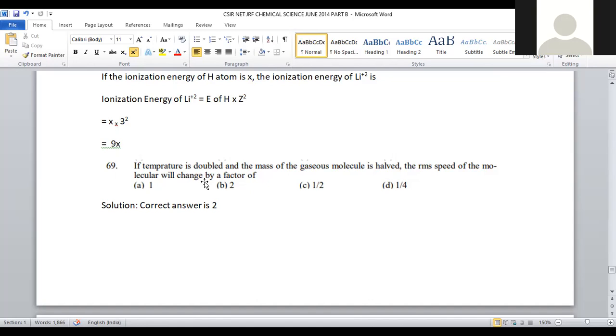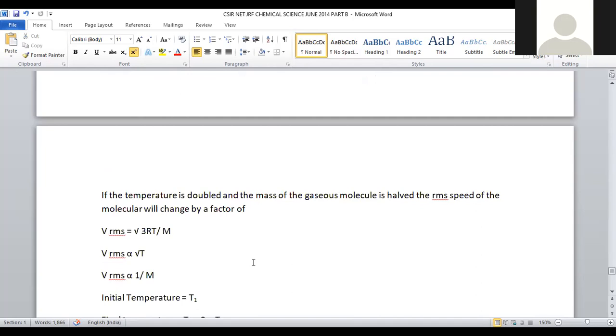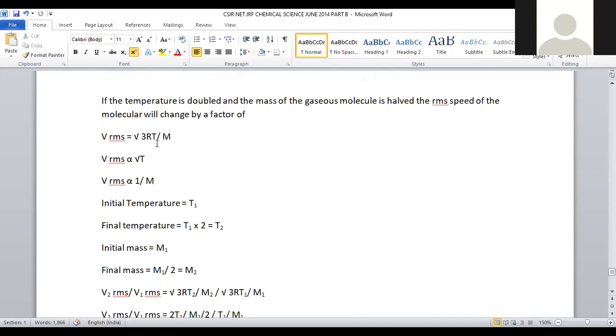Whatever mass is there that got halved, then what is the impact on RMS velocity? The formula for RMS velocity is V_RMS equals root of 3RT by M. R denotes the gaseous constant, T is the temperature in the Kelvin scale, M is the mass of the given gas. V_RMS is directly proportional to root T and inversely proportional to the mass of the gaseous species we are taking.